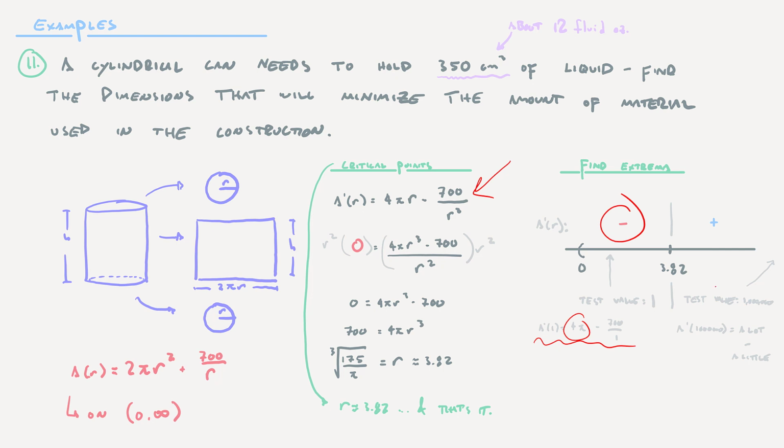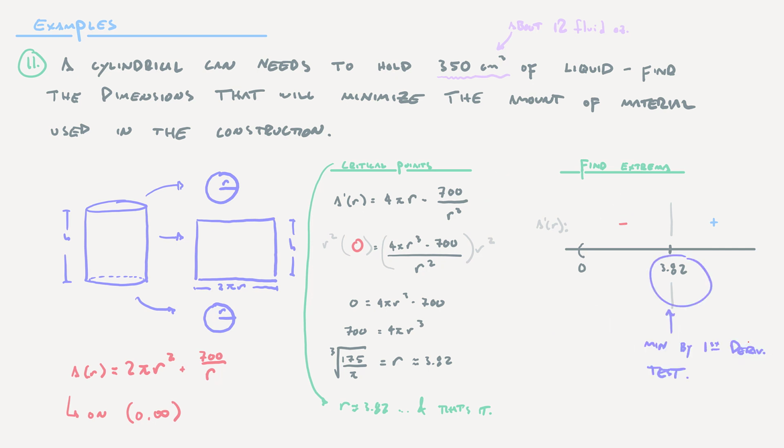And then my test value past 3.82 was 1,000,000. And f prime of 1,000,000 is a really big number minus a really small number, so it's positive. So by the first derivative test, we can conclude that 3.82 is a minimum. And so that's it, right? Our radius, the dimensions that will minimize the amount of material used in this construction. Here's one of them. The radius is 3.82 centimeters.